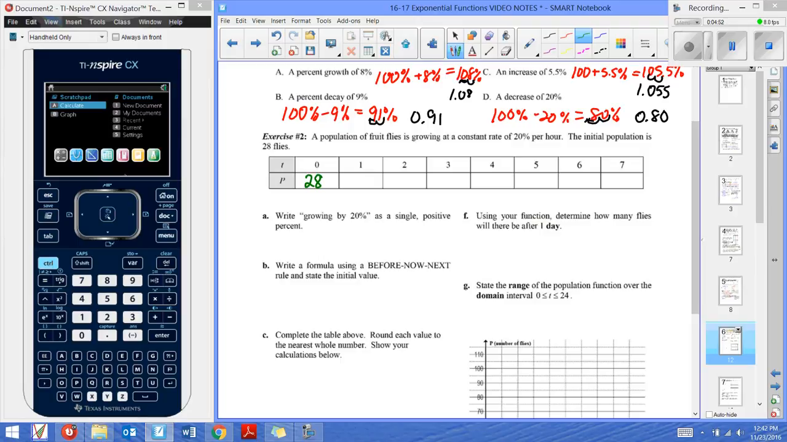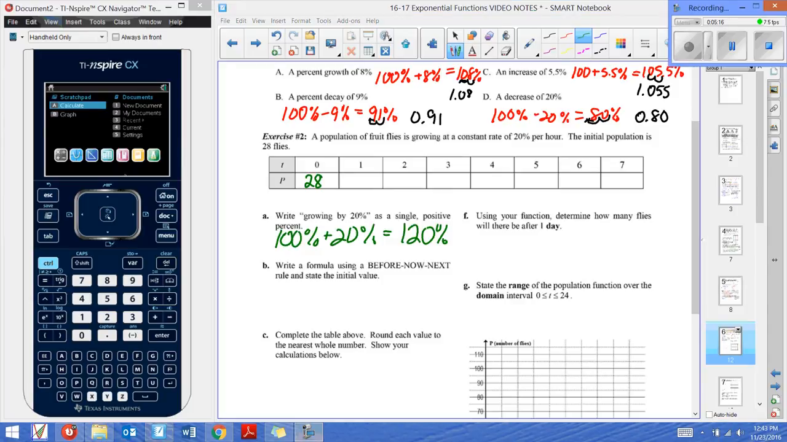And this is something that is consistent for linear functions, exponential functions, our next type of functions, which is called quadratic. Looking at the table can tell us so much information, and we can make so many connections. So table, table, table. All right, move on. Part A, write growing by 20% as a single positive percent. Okay, on your own, go.